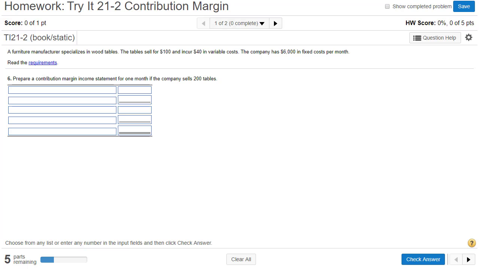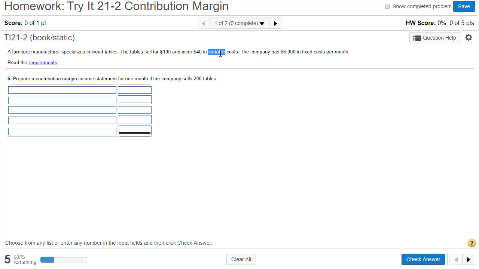Homework assignment, Try It 21-2, contribution margin. A furniture manufacturer specializes in wood tables. The tables sell for $100, so the price of a table is $100. Our sales revenue per table is $100, and it incurs $40 per table in variable costs.